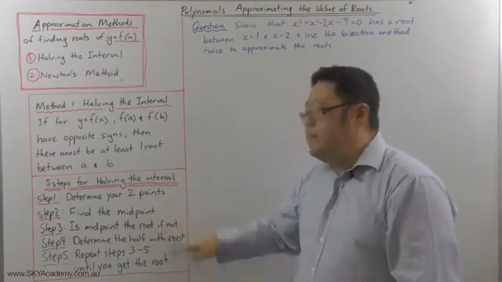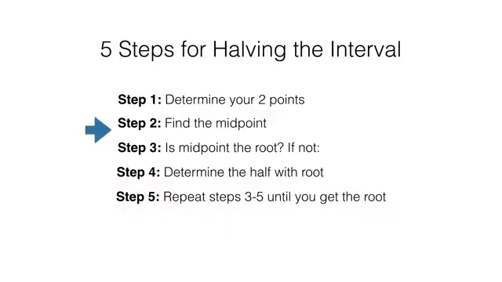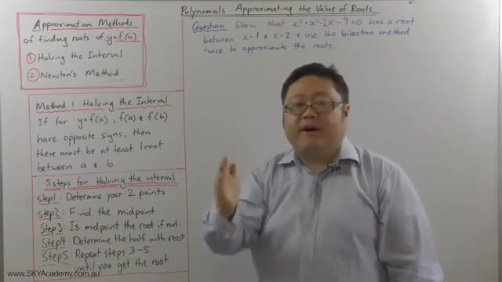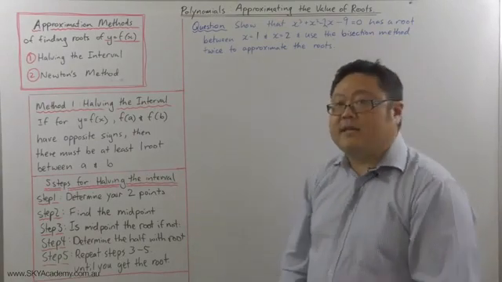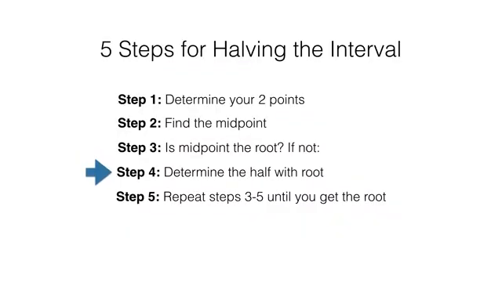After you work out the midpoint, you basically ask yourself, is the root at the midpoint? Is it at the midpoint where the function crosses the x-axis? Yes or no? If not, then you go to step 4.